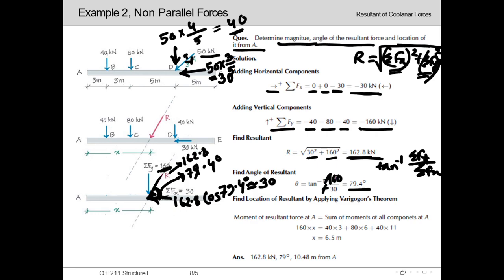Now we need to calculate the location of the resultant. In order to calculate the location of the resultant, we need to apply Varignon's theorem. We know that by applying Varignon's theorem, we can get the resultant's location. So for resultant R with respect to point A, we have already got two components. One is the 160 y component, and one is 30, which is the x component.